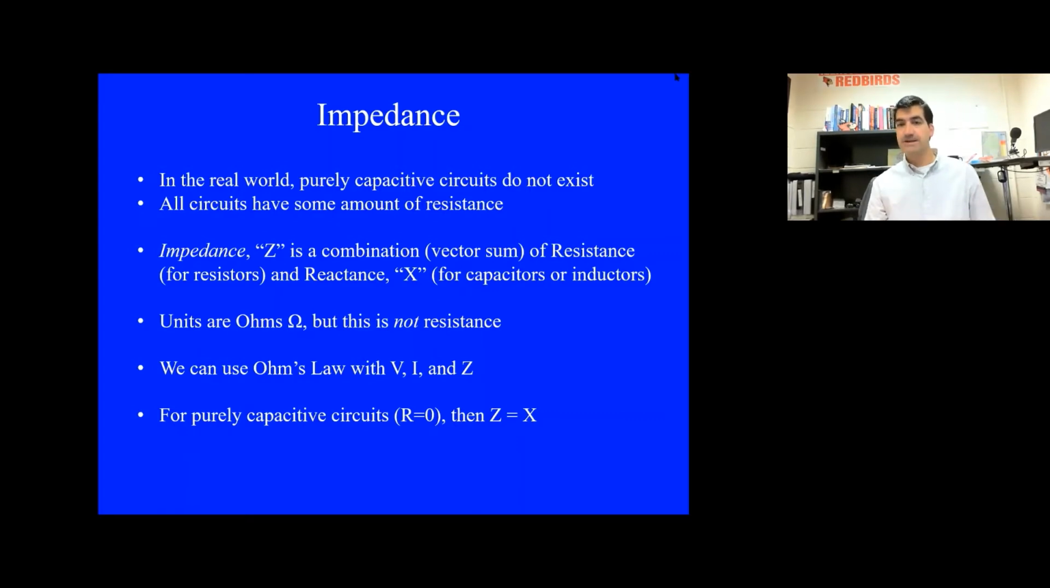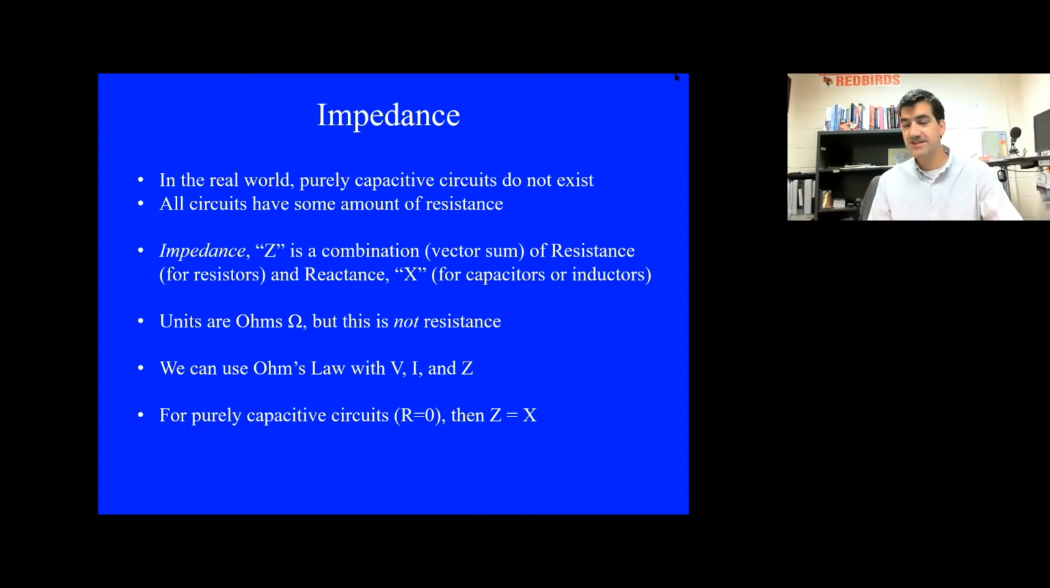The units for impedance, Z, are ohms, which is, I think, quite unfortunate because it leads to confusion, because impedance and reactance and resistance all have the same units of ohms, but they're not the same thing. Impedance is not the same thing as reactance, and reactance is not the same thing as resistance.